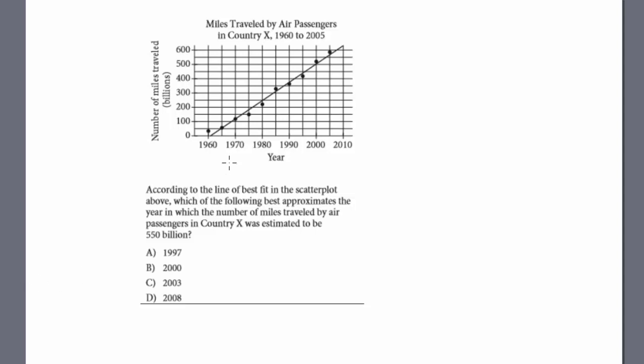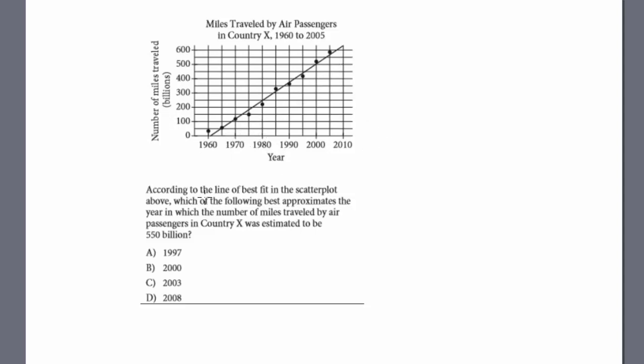Okay, so here we have a graph. Before I even read the question, it looks like I have years on the x-axis, increasing from 1960 to 2010, and we're counting the number of miles traveled in billions by air passengers. So in other words, more and more people are going on airplanes.